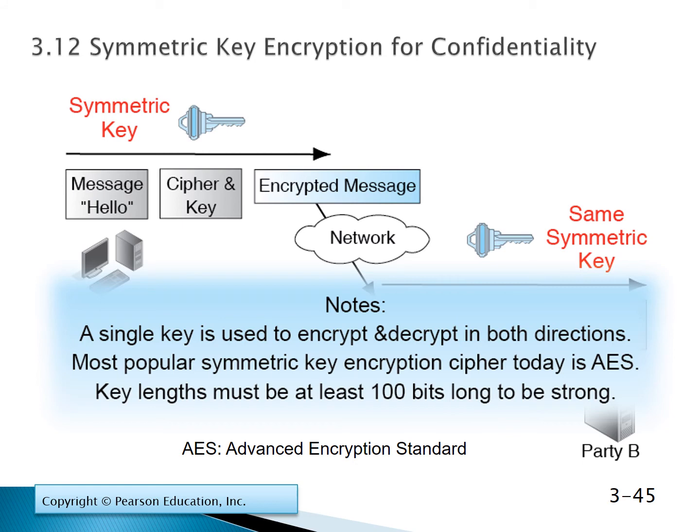Just a quick summary. A single key is used to encrypt and decrypt in both directions. The most popular symmetric key encryption cipher today is one called AES. The key length must be at least 100 bits long to be strong. If your key is too short, people could break it very easily because they know how long your key is, and then they can just try different combinations.